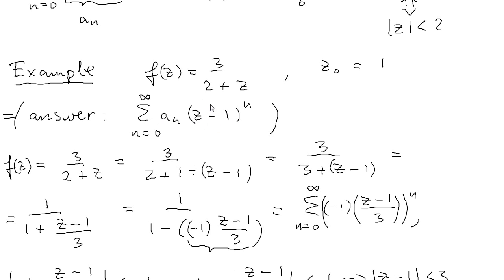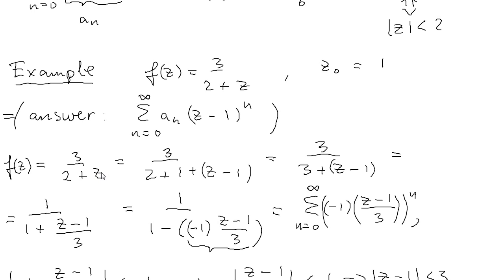We want this expression for the term which we have to make in the power of n. So what we are having here is 3 over 2 plus z, and we have to make this into the sum of a geometric series. And what we need is some u which is of this form, z minus 1. So we want it z minus 1 here.